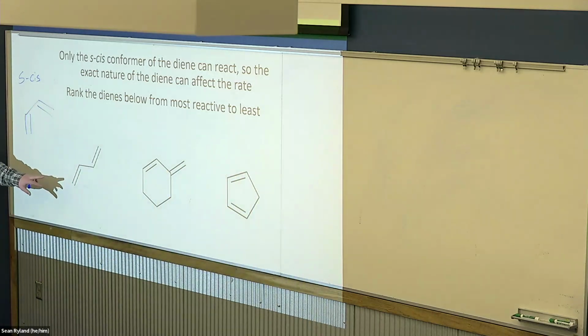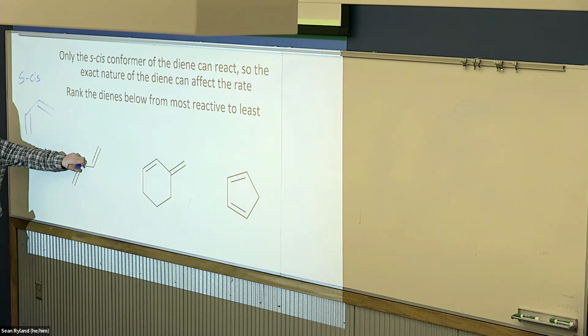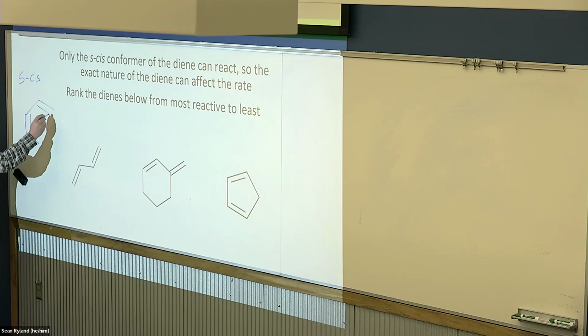And that means if we have one that's not locked into one conformer or the other, that sterics can play a role. Depending on what else we have attached here, if we have big bulky groups that are shifting their equilibrium constant, it might favor S-trans more than it would otherwise. So let's say we had, I don't know, a big T-butyl group on both of these, those are not going to want to be in the S-cis conformation, right?